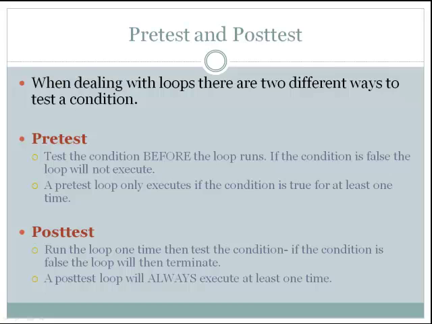Now, there are two different ways that you test conditions within those four different types of loops that we can run. The first one is called a pre-test condition, and this is when the condition is looked at and evaluated before the loop actually runs. So if the condition is false, then the loop doesn't execute, such as if your hair is not dirty, you're not going to wash it. So the pre-test loop is only going to execute if the condition is true at least one time.